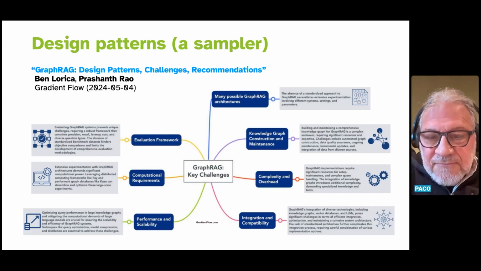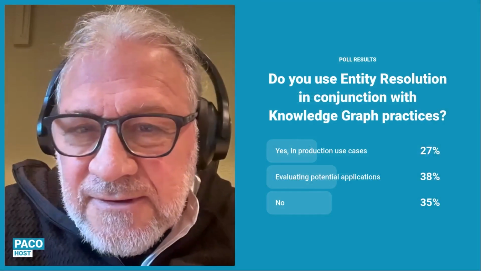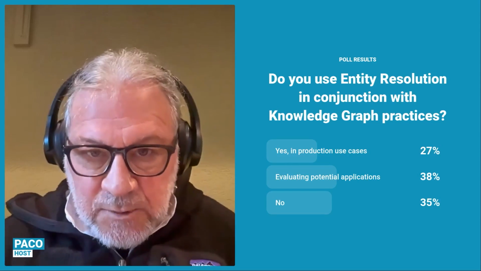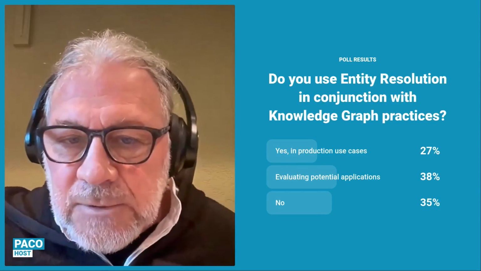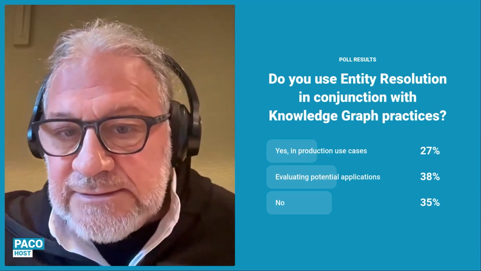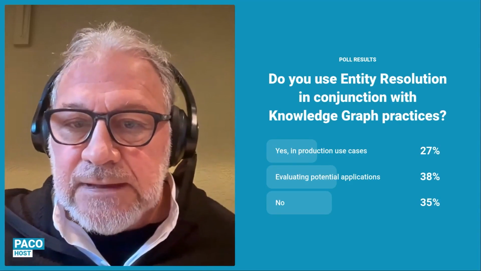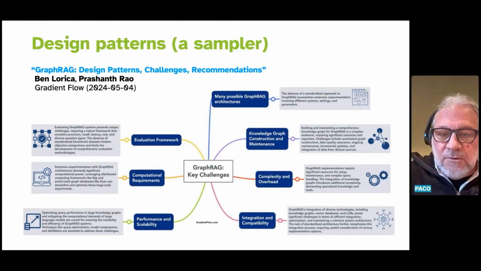All right, do we have the results from the poll? Let's see if we had the most recent poll that was going on. Interesting. Okay. Entity resolution in conjunction with knowledge graph practices. Great. So it's 30-ish, 30 across the board. Split into thirds, basically. Yes, in production use cases, 27%, evaluating 38%. Okay, that's great. Because this will be a lot of the theme for our webinar overall.